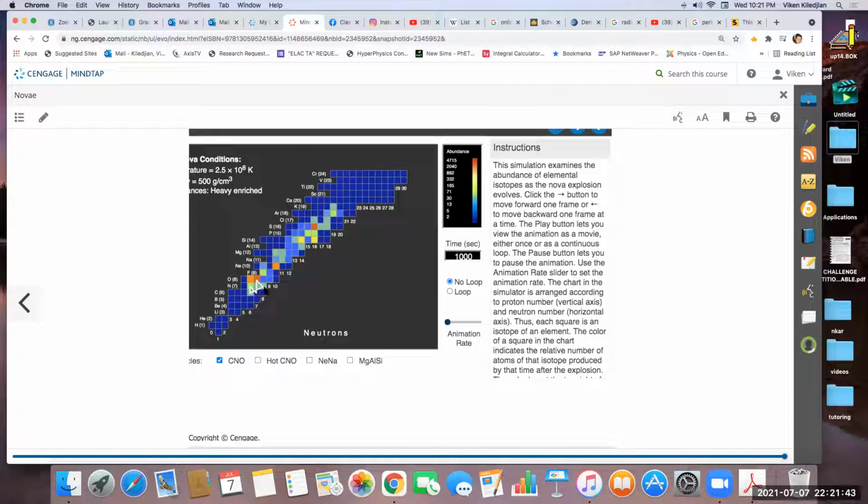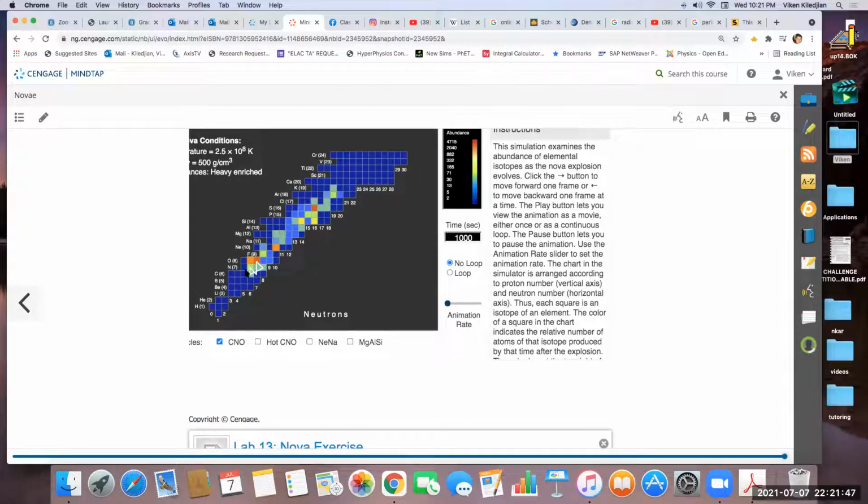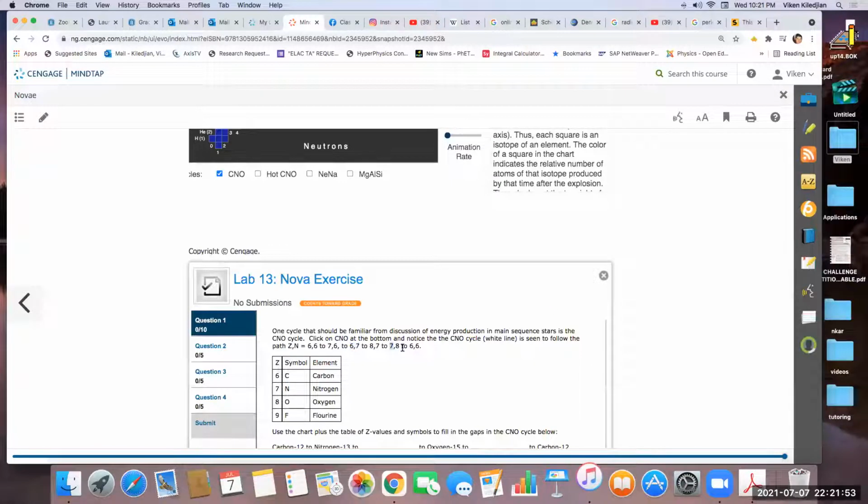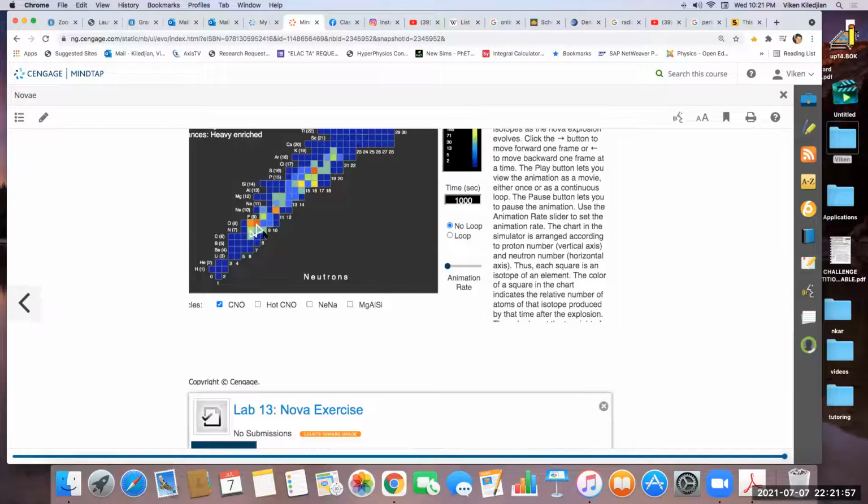Then it's going to go down and produce a nitrogen with 7 protons, but 8 neutrons, right? Then 7, 8. Then it goes back to 6, 6, and this whole cycle repeats. It's like boom, boom, boom, boom, down, down, down, like that. Wow. So then the other ones have another cycle, the Hot CNO Cycle.